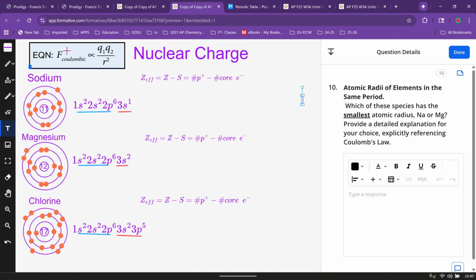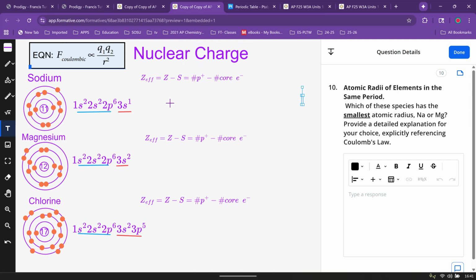And so because we know that there is a direct relationship between the nuclear charge and the force of attraction between the nucleus and the valence electrons, a direct relationship, what we have to figure out is what is the effective nuclear charge.